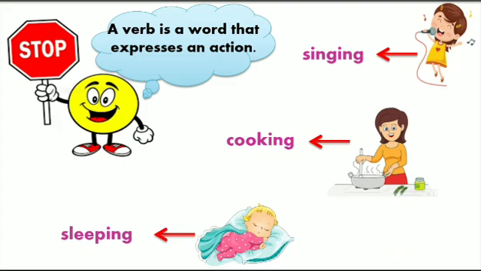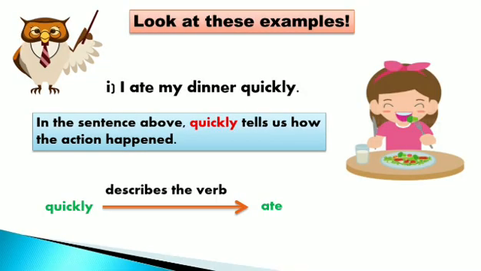A verb is a word that expresses an action. Yes, like singing, cooking, and sleeping. So, verbs are actually your doing words or your action words, which may include writing also. Let's talk about some more action words: sitting, standing, talking, speaking, laughing. These are all verbs, and there are many words which will describe all of these words, and those words are called adverbs. Okay, now let's quickly look at these examples.